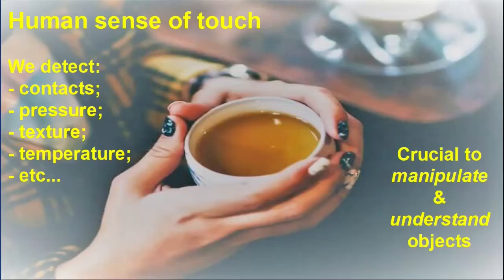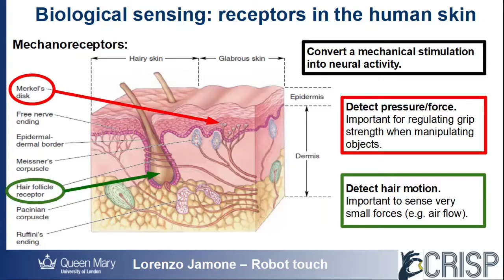As humans, we can feel touch all over our skin, but especially on our hands and fingertips, which are the most sensitive body parts. Therefore, our sense of touch is particularly useful to successfully manipulate objects and to understand their physical properties. We feel touch thanks to different receptors in our skin.